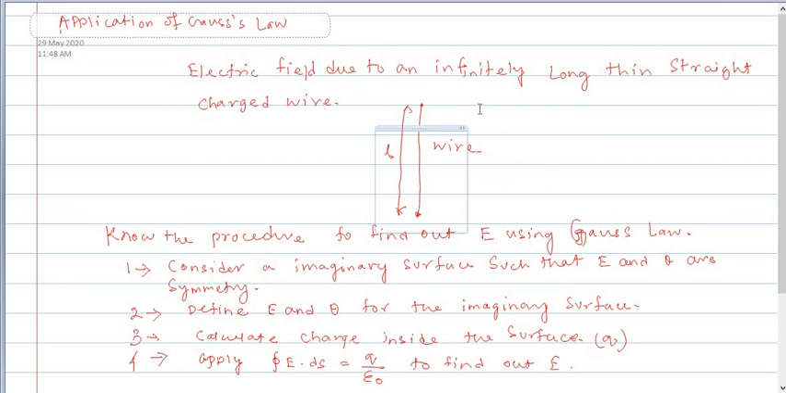Electric field intensity, electric field due to an infinite long thin straight charge wire using Gauss law. Now you see, if you take a infinite thin charge wire, first step is what? We should choose a imaginary surface. Now you can think what should be the surface so that this thin wire is inside that surface.